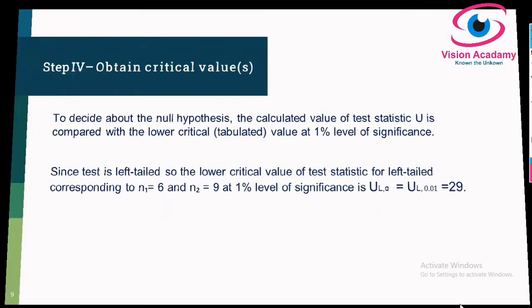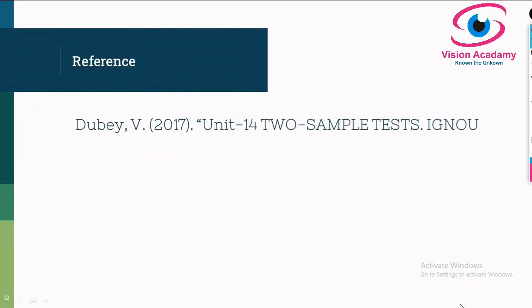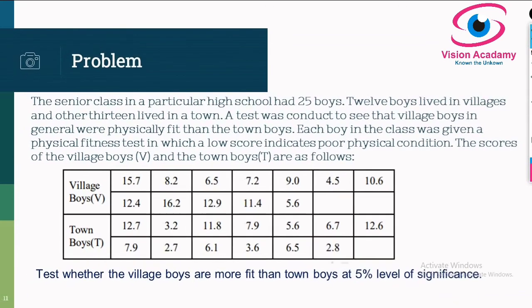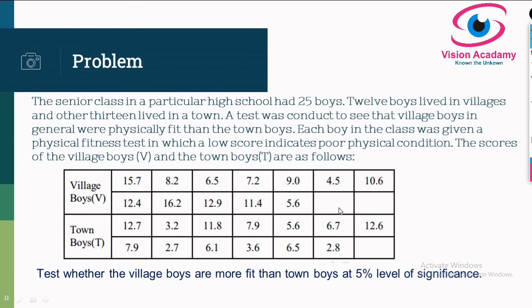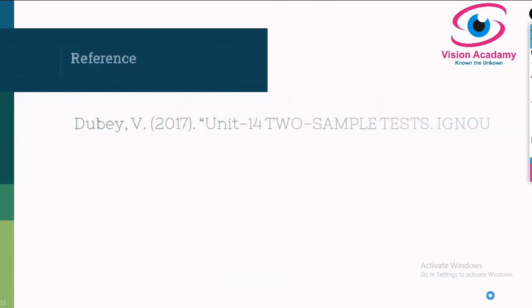Thank you so much for watching this video. Now you can have one more problem to solve. You can see a similar problem for unequal sample size. You can solve this problem at 5% level of significance. This is my reference source.